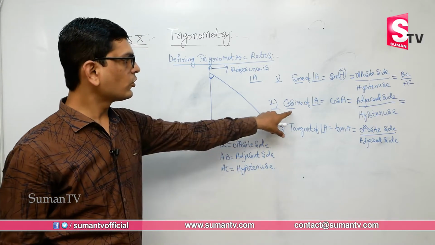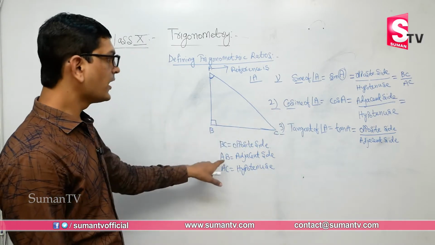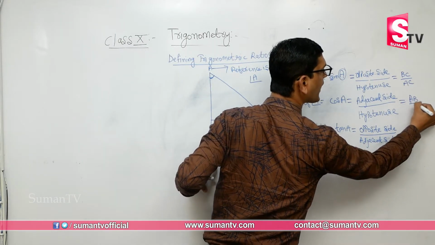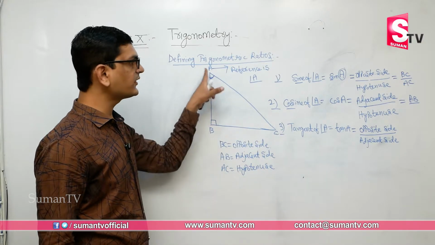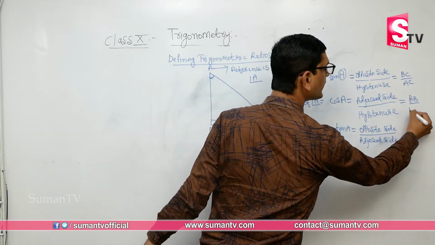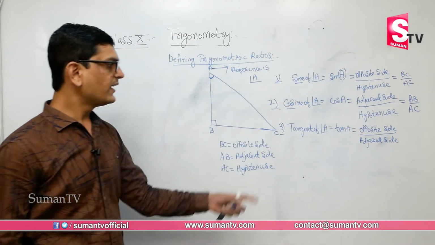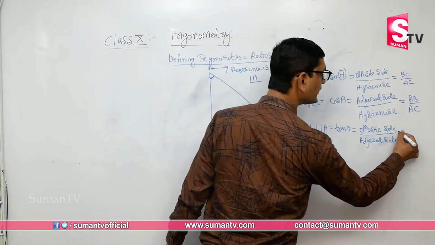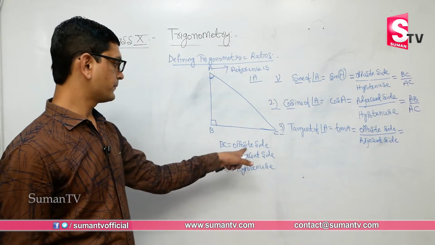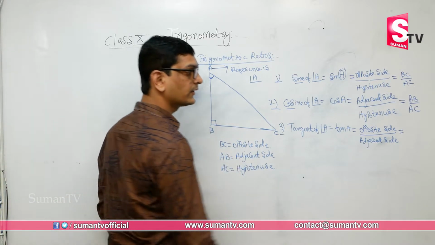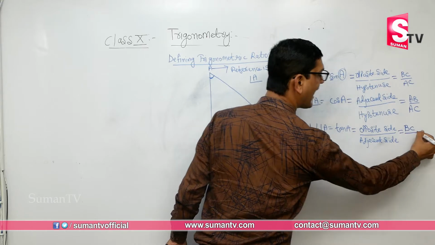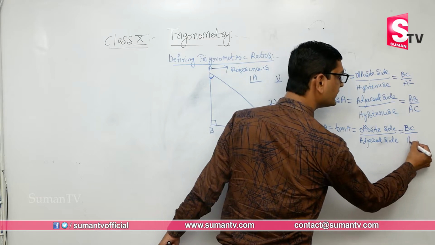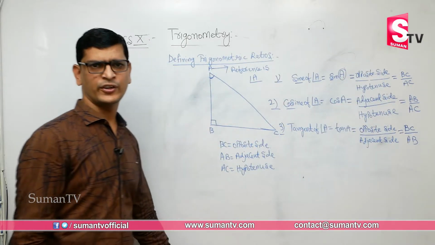Next, cosine of angle A, cos A. The adjacent side I have already written as AB, so AB by hypotenuse, which is AC. Well, tangent of angle A, tan A, is opposite side, which is BC, by adjacent side, which is AB. So these are the basic trigonometric ratios.